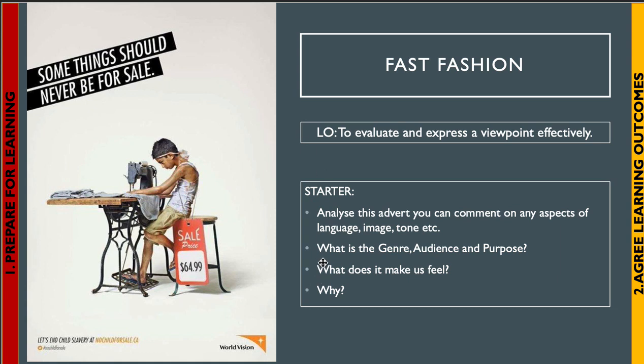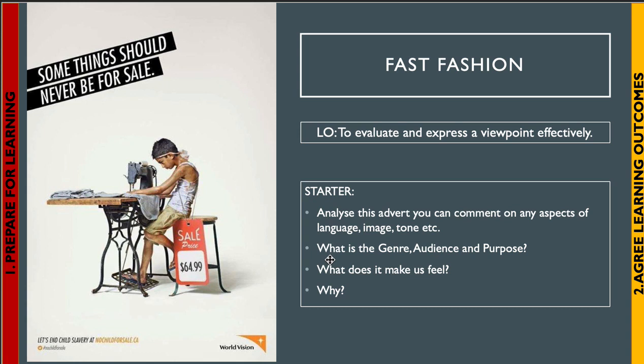Then, for your next 3 bullet points, some more questions to work through. Don't forget to pause the video whilst I keep talking. I'm working at my pace here, so you need to pause the video in order to complete each task at the right time for you. But the second bullet point asks you, what is the genre, audience and purpose? We refer to this as the GAP in our previous lessons.